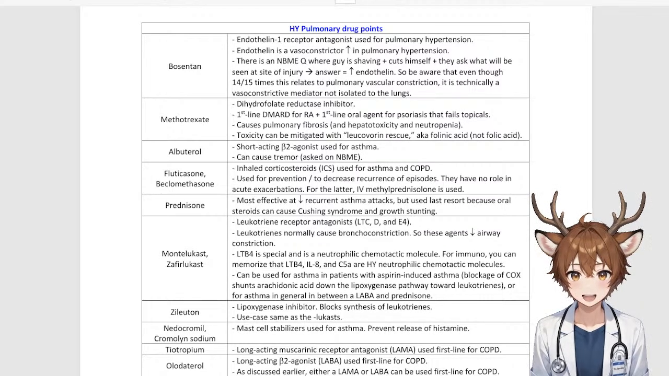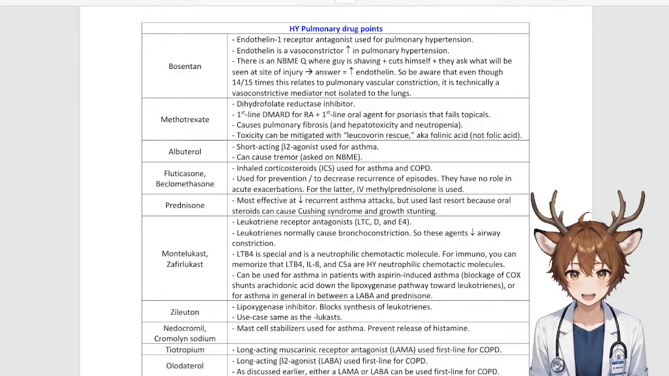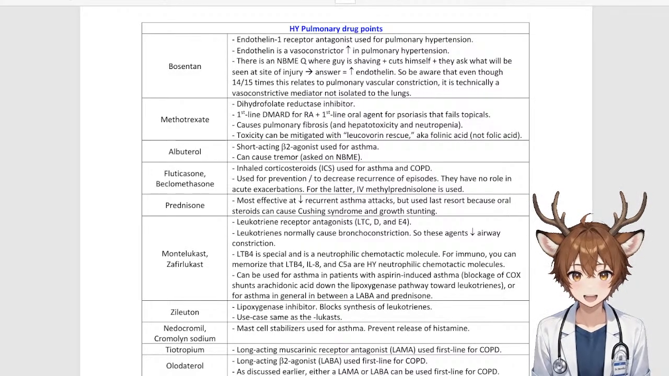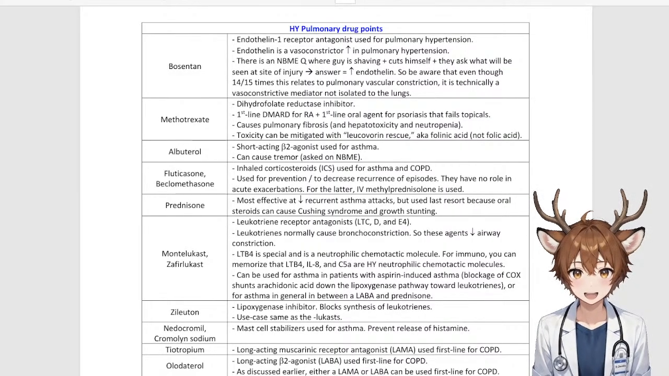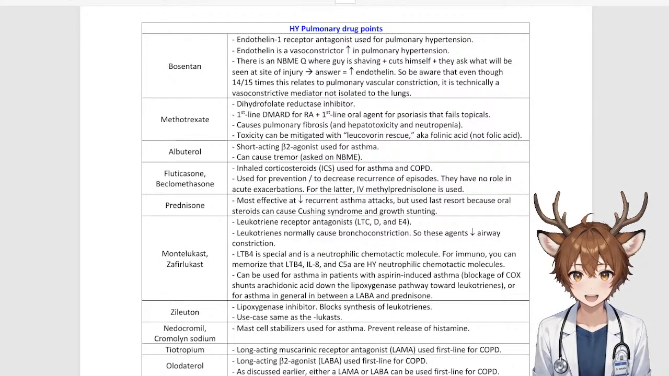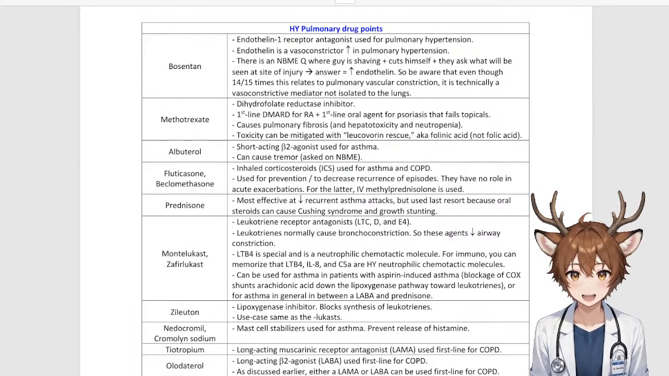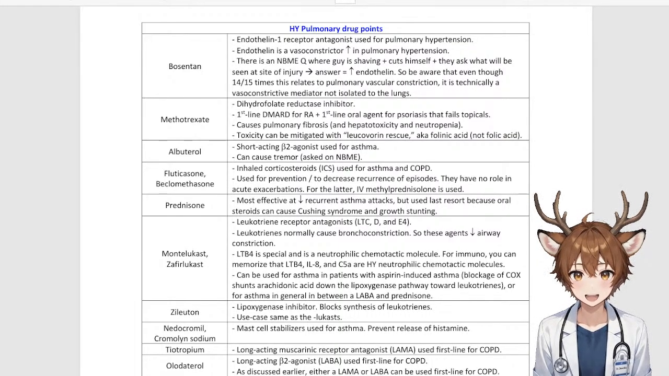Montelukast and zafirlukast are leukotriene receptor antagonists for LTC4, D4, and E4. Leukotrienes normally cause bronchoconstriction, so these agents decrease airway constriction. LTB4 is special and is a neutrophilic chemotactic molecule. You can memorize that LTB4, IL-8, and C5a are high-yield neutrophilic chemotactic molecules.